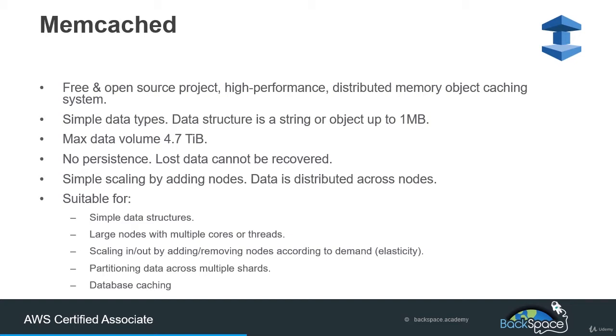It provides simple scaling by adding or removing nodes, and the data is distributed across those nodes. It is suitable for simple data structures, for large nodes with multiple cores or threads, and in situations where you require elasticity, where you require scaling in and out by adding and removing nodes according to demand. And you require partitioning of data across multiple shards. And it's very suitable for caching databases.